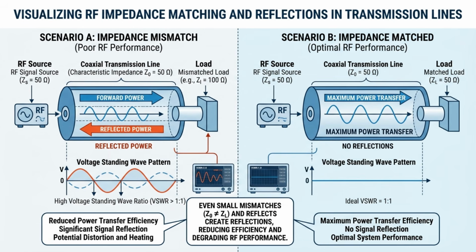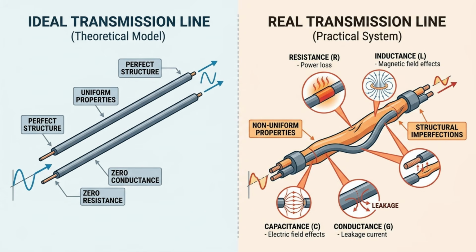In the previous lesson, we learned how impedance mismatch creates reflections and reduces power transfer efficiency in transmission lines. Even small differences between load impedance and characteristic impedance can significantly affect RF performance. However, earlier discussions often assume ideal transmission lines with perfect structure and uniform properties. In real systems, transmission lines are never ideal.